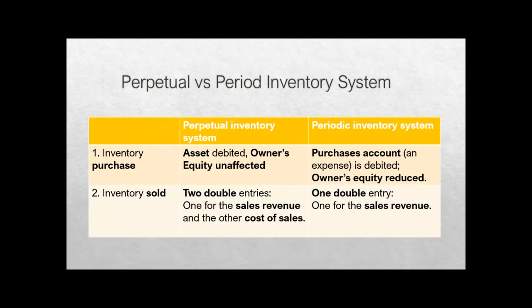We have discussed the perpetual and the periodic inventory system previously, but let's quickly recap it again. Under the perpetual inventory system, when I purchase the inventory, I will debit the asset account and I will credit the owner's equity account. Or the owner's equity account would be unaffected. Whereas if it's a periodic inventory system, I will actually debit the purchases account, which is an expense account, so your owner's equity will be reduced. Then if I sell the inventory under the perpetual inventory system, you've got two double entries, one for your sales revenue and one for the cost of sales, whereas under the periodic, you only have the sales transaction.